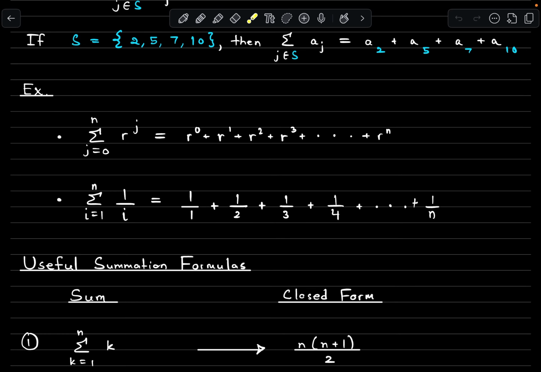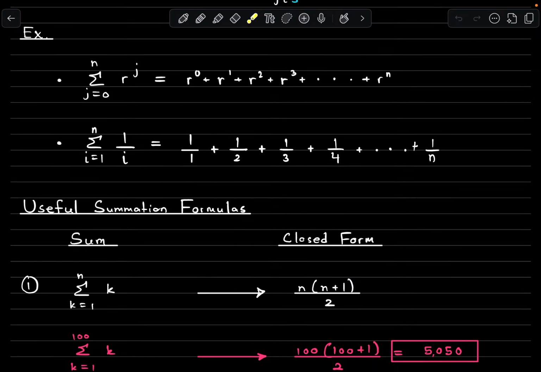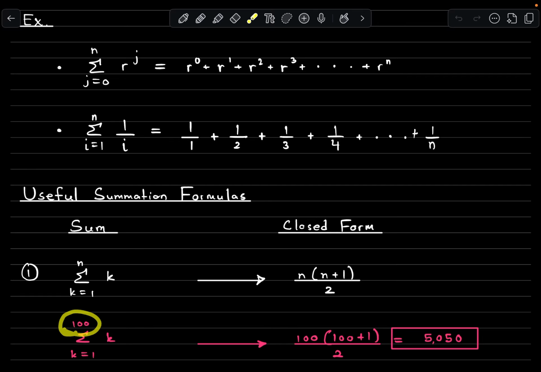Okay, so if we had the summation from k equals 1 to some n of your term k, so you're literally just adding 1 plus 2 plus 3, right? Some amount of integers. That's going to come out to n times n plus 1 divided by 2. Okay, so to see an example of that, if your n was 100, if you're going to add up all of the integers from 1 to 100, well, that'll come out to 100 times 100 plus 1 divided by 2, or 5,050.